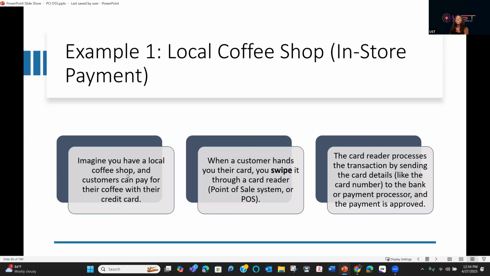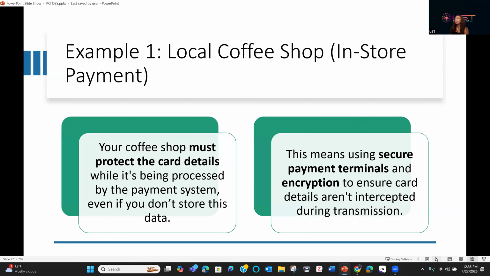Imagine you have a local coffee shop and a customer can pay for their coffee with their credit card. When a customer hands you their card, you swipe it through a card reader. Remember the POS system, that's a point of sale system. Anywhere you go nowadays, we do a lot of self-checkout, or somebody can check you out, right? The card reader processes the transaction by sending the card details, like the card number, to the bank or payment processor, and the payment is approved.